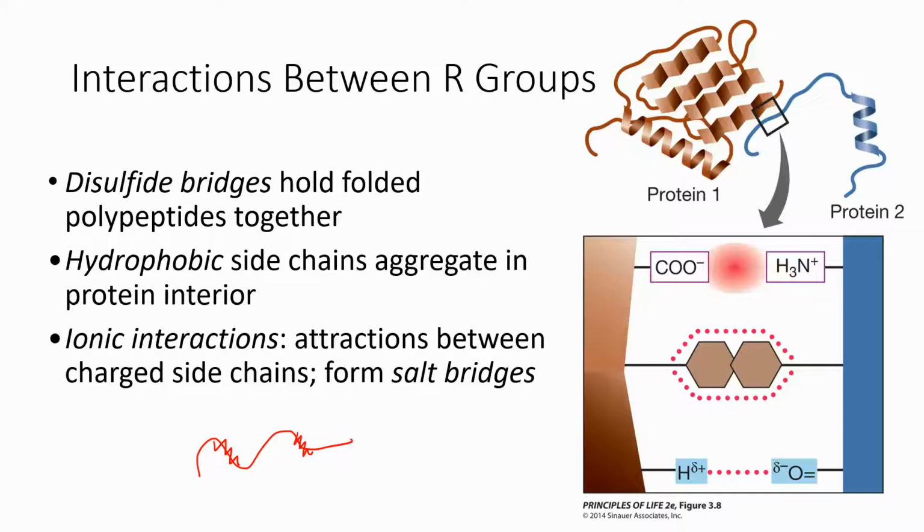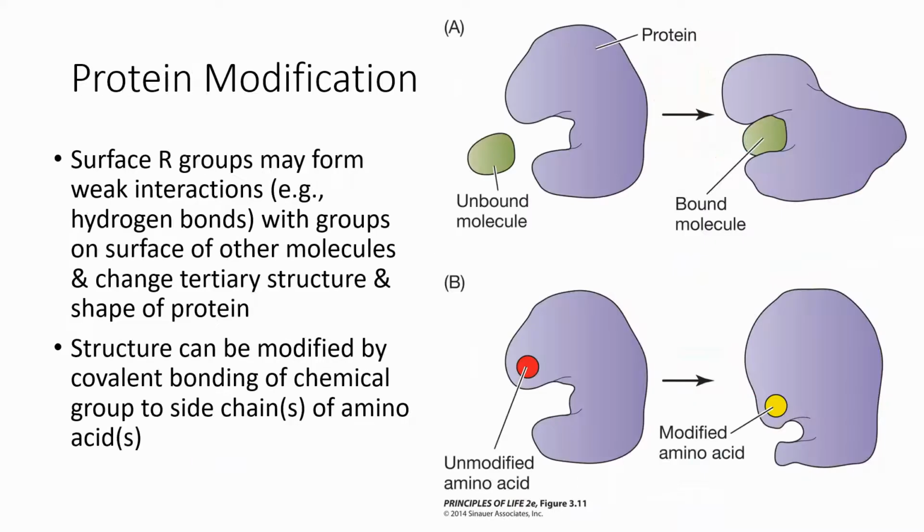Then you can have these ions that are charged that are basically electrically attracted to each other, and those form what are called salt bridges. Proteins can be modified, so you can actually do some covalent bonding of other molecules or of other groups to the R groups on an amino acid, and that can be used to change the shape. When a protein forms a temporary association with another molecule, that can also change its shape, and that's very important when we talk about enzymes.